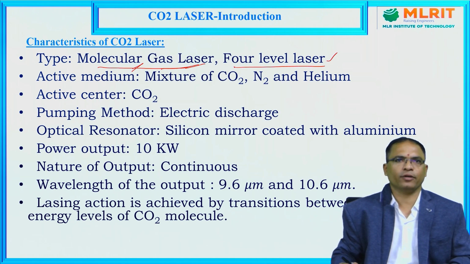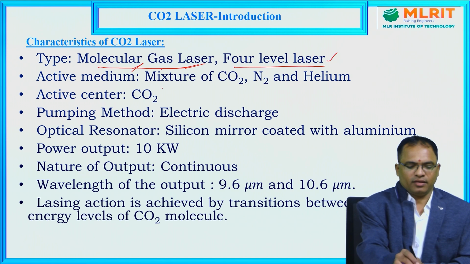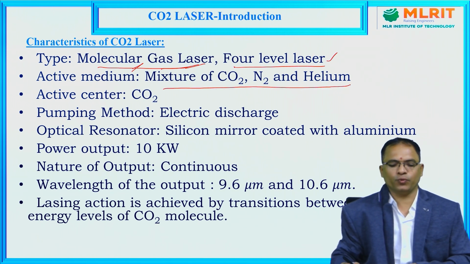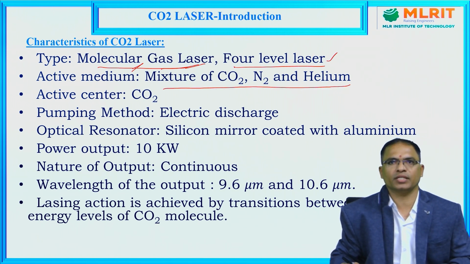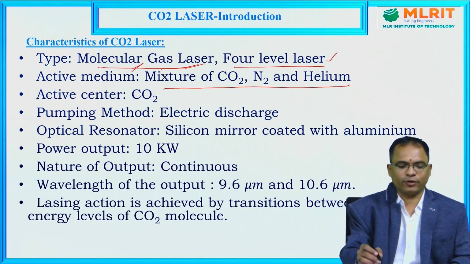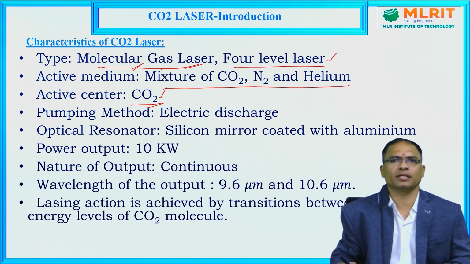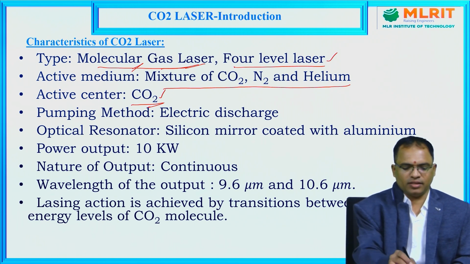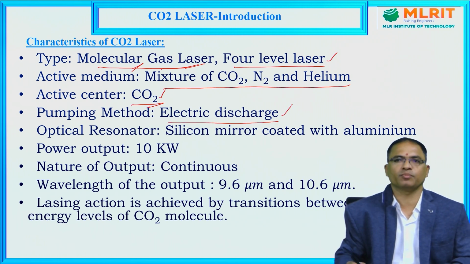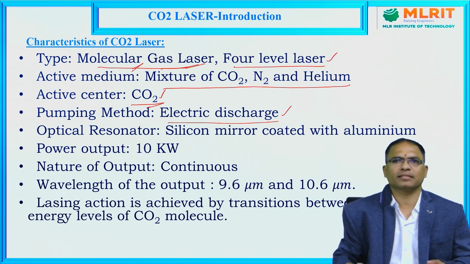Coming to the active medium. So actually we are going to use carbon dioxide, nitrogen as well as helium in the discharge tube of this laser. That is called as active medium, and active centers are carbon dioxide molecules. Between the carbon dioxide molecules energy levels only we are going to get laser transition. That's why they are called active centers. And the pumping method in this laser system is electric discharge pumping. So generally in gas lasers we use this type of pumping, that is electric discharge pumping.